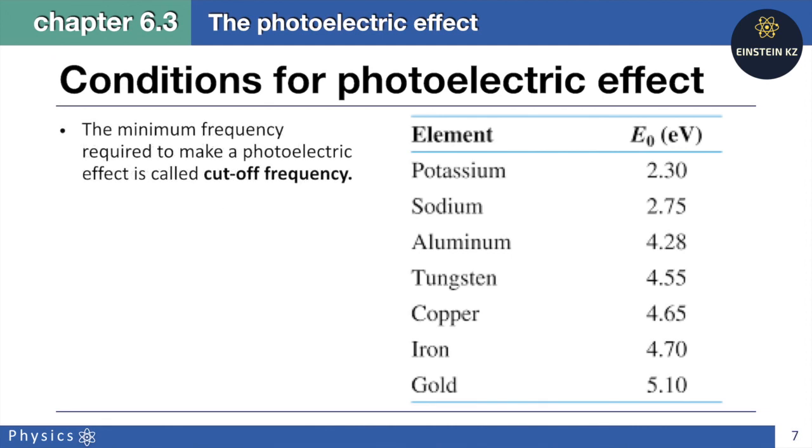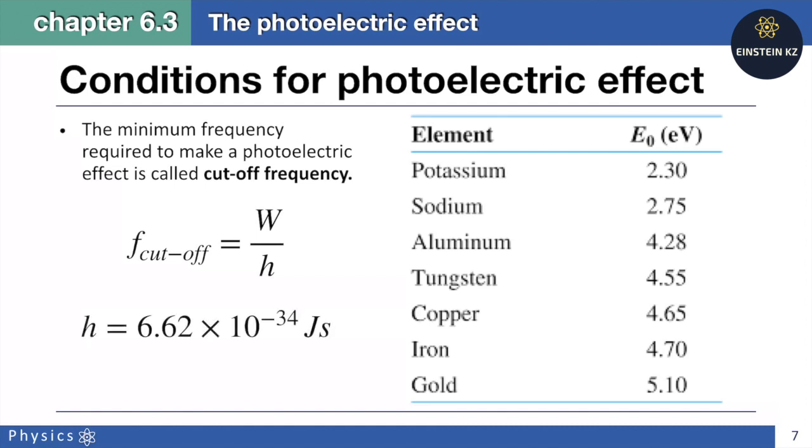Another term that we have to know is cutoff frequency. Cutoff frequency is the minimum frequency required to make a photoelectric effect. In order to calculate the cutoff frequency, we have to divide the work function of a metal by h, where h is Planck's constant, which is equal to 6.62 times 10 to the power of minus 34 joule seconds.